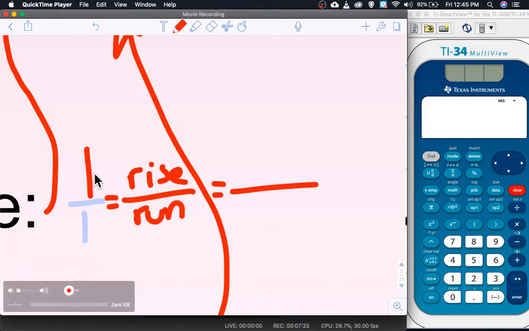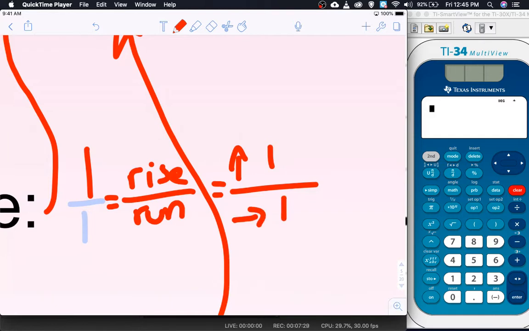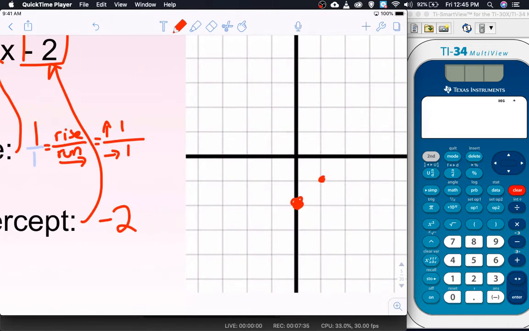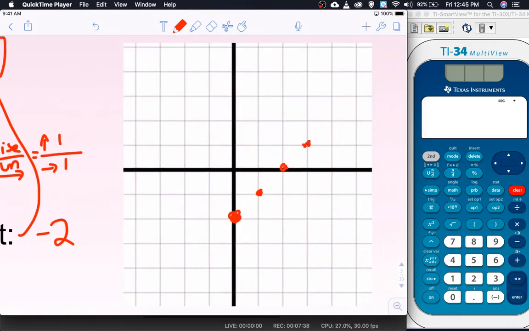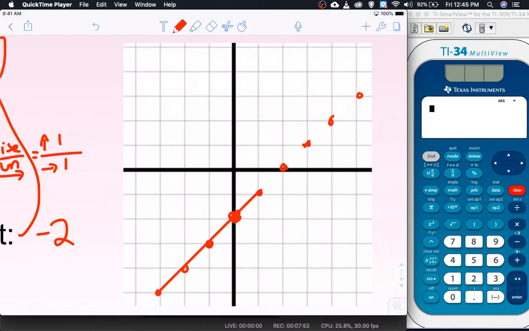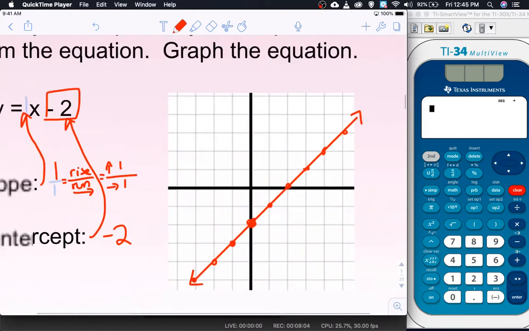And since my rise is positive, that means we're going to go up 1 and then over 1. Over is always to the right. So from that point, up 1 over 1, up 1 over 1, up 1 over 1, again and again, and I can go in reverse. Now that I have a good line drawn, I can see it's going to extend down this way. So I will. Boom, boom, boom. Line extends the whole way across the graph. There we go. And there's our line.